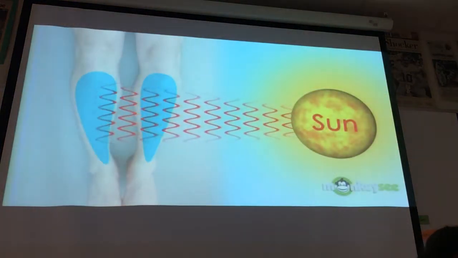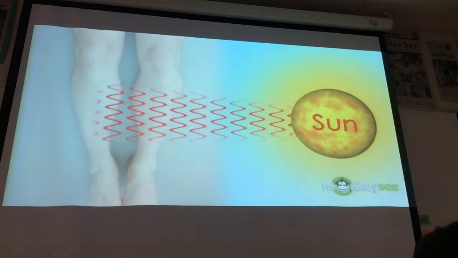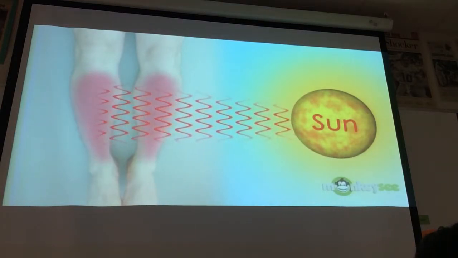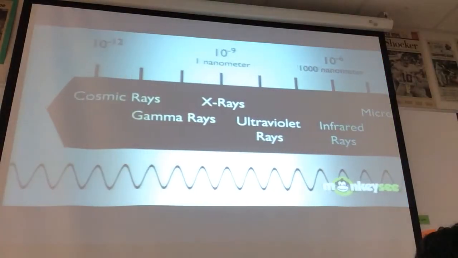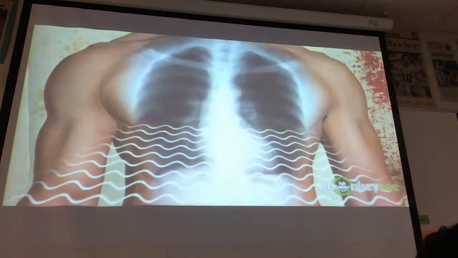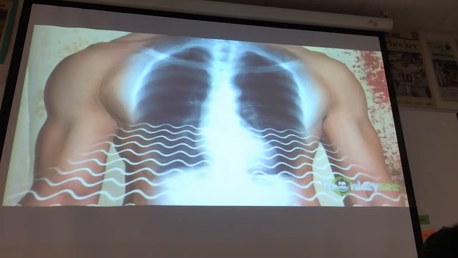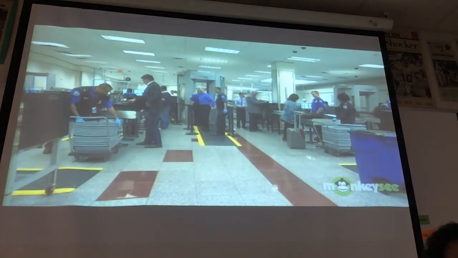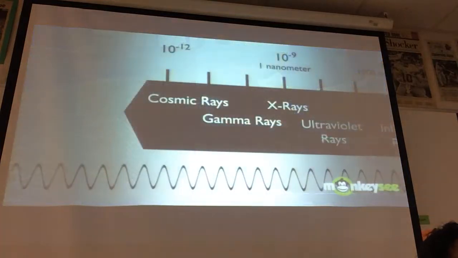Human skin produces vitamin D when exposed to ultraviolet light, but excessive ultraviolet light causes sunburns. Next, X-rays, which pass through soft tissue but not denser materials such as bone, making them valuable for medical tests. X-rays also have security applications such as airport baggage check.